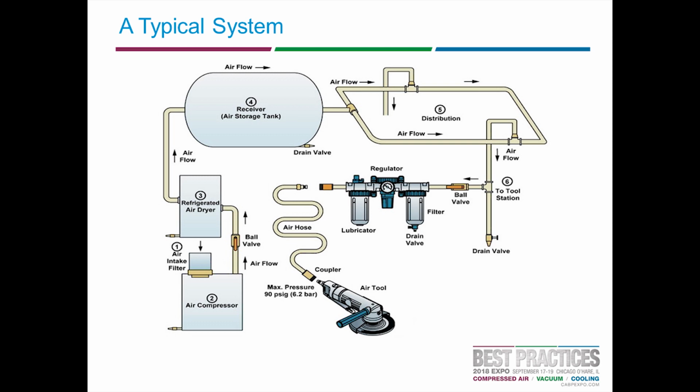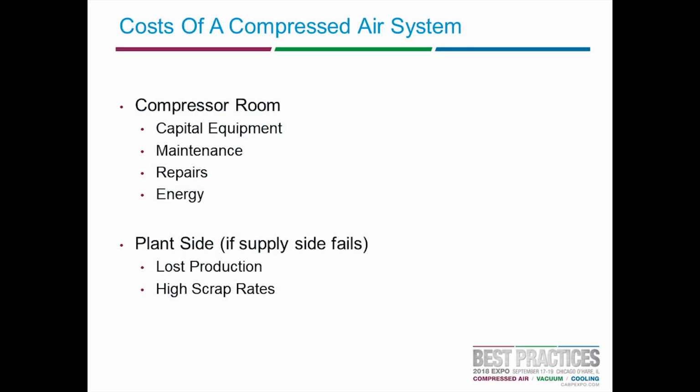We're going to spend a bit of time today speaking about what we refer to in the industry as the dirty 30. This is the last 30 feet of your compressed air system, where a majority of your compressed air leakage comes from.